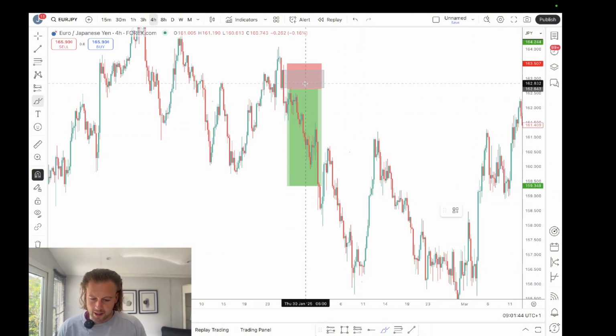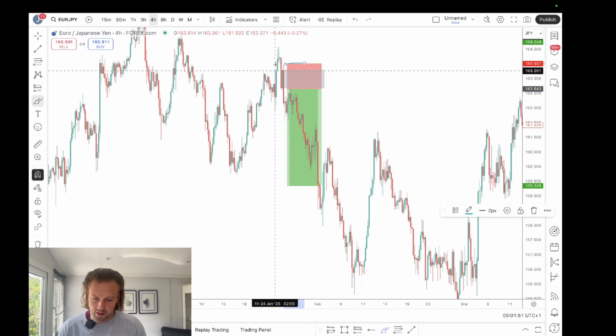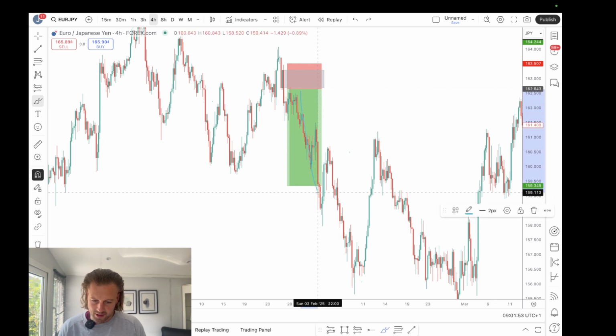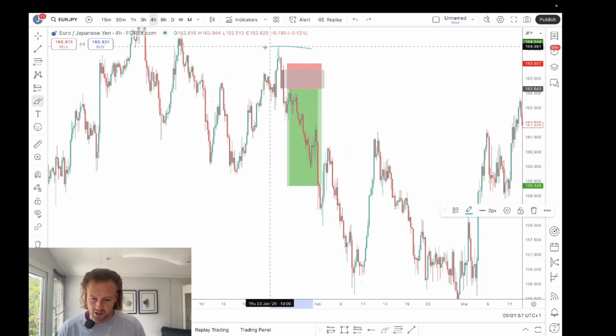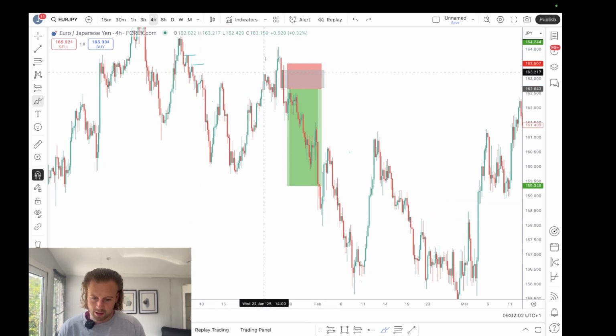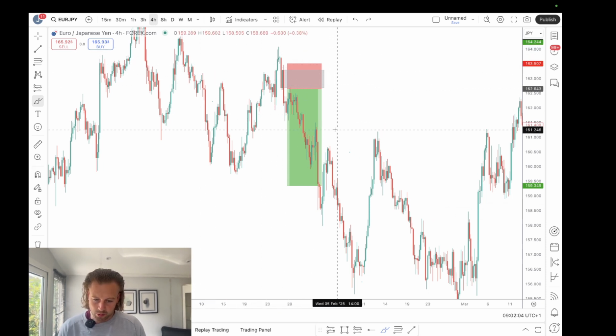I take my entry from the bottom of the supply, stop loss at the supply high, at the protected high, and I simply target a lower low. So that's the first example where we have to wait for that structure shift to occur. In my opinion, these aren't big enough liquidity pools to grab. So that's the first example.